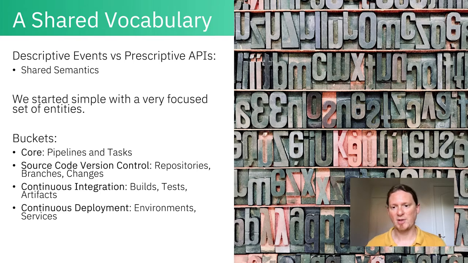To create a shared vocabulary is quite hard, as every project and initiative will define their own terms, concepts, and semantics. We focused on four logical buckets for our events. Each of these buckets encapsulate a set of entities. The core buckets contains pipelines and tasks, which are quite common, well understood, and there are many implementation of pipeline engines out there. The source code version control bucket is all about where do we store source code and how do we manage changes.